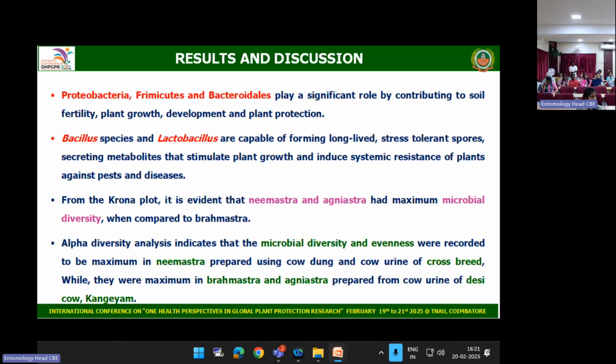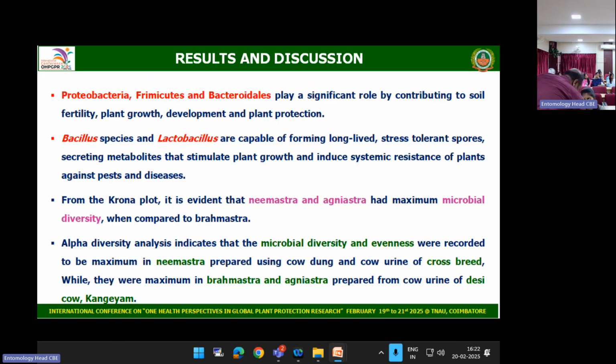In all the three formulations, we had the major phyla Proteobacteria, Firmicutes and Bacteroidales, which play a significant role in contributing to soil fertility, plant growth and development, as well as plant protection. Bacillus and Lactobacillus were the major genera, and they stimulate plant growth and induce systemic resistance of the plants. From the Corona plot, it is evident that Nemastra and Agnyastra have very rich biodiversity when compared to Brahmastra.